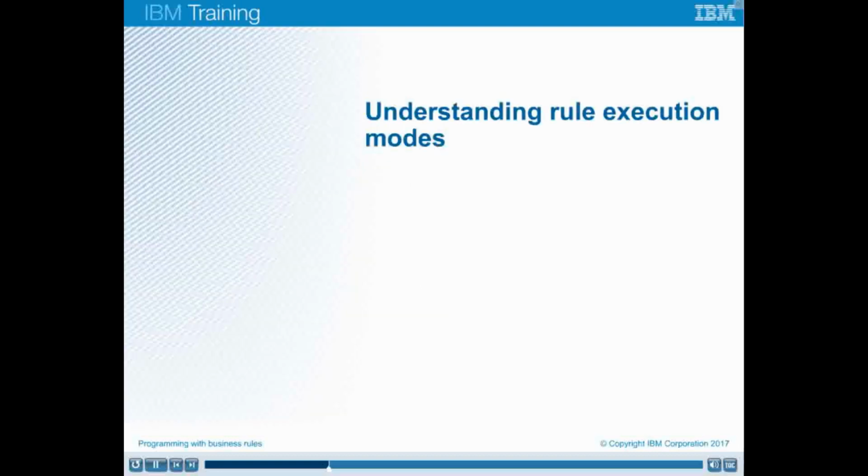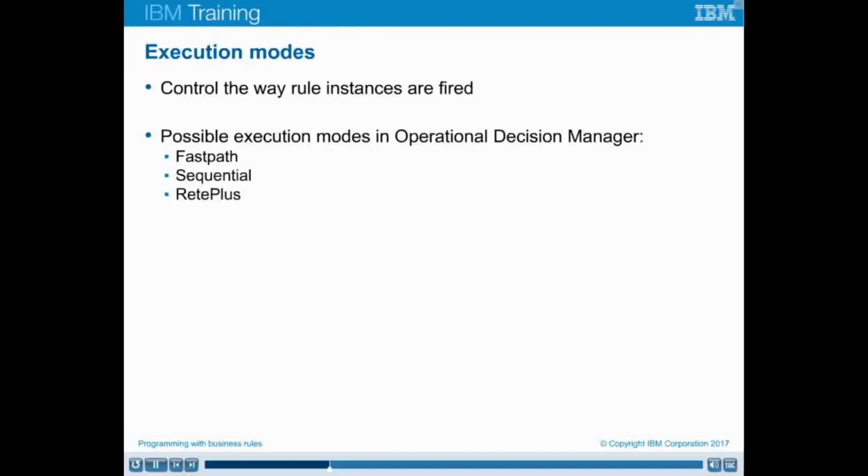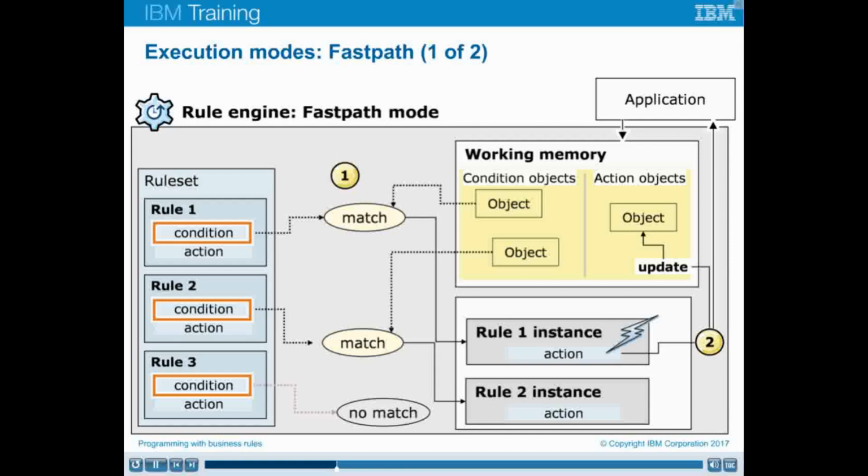Understanding rule execution modes. As we've mentioned before, the possible execution modes are RETE+, sequential, and FastPath, with FastPath as the default. In the next part of this unit, we discuss these execution modes in detail. The FastPath algorithm is actually a sequential mode of execution, but like RETE+, it can also detect semantic relationships between rule tests during the pattern matching process.